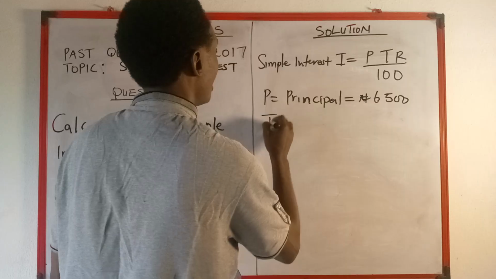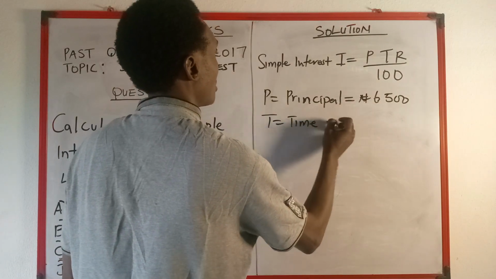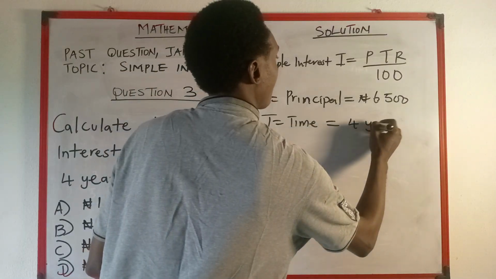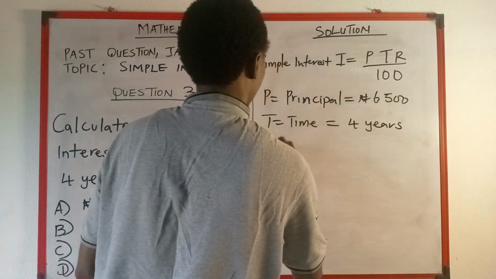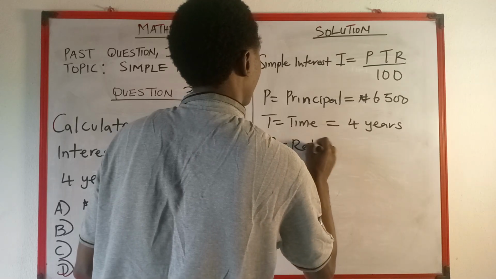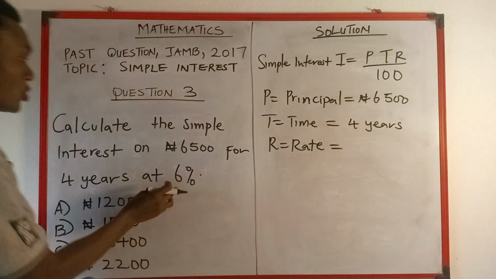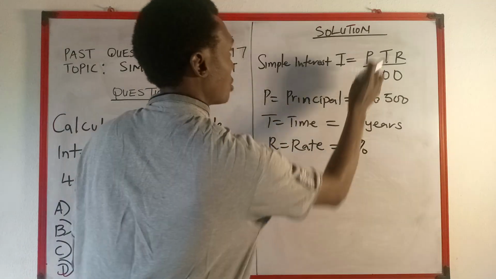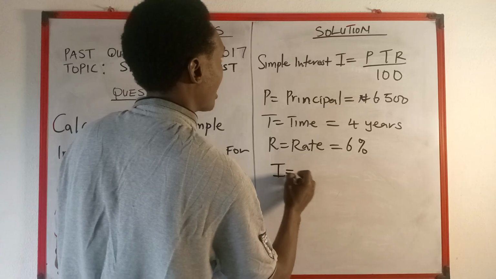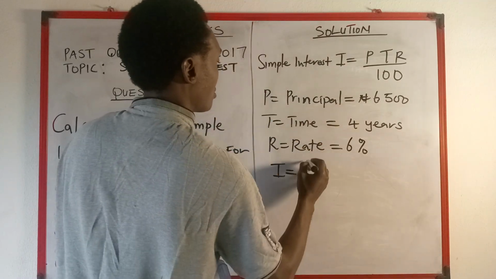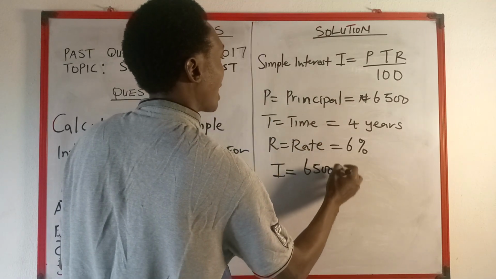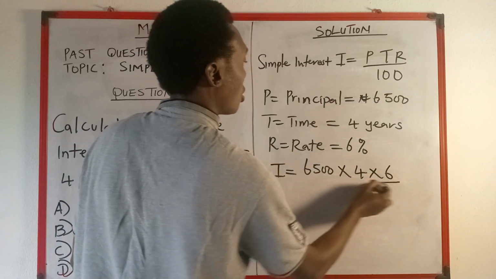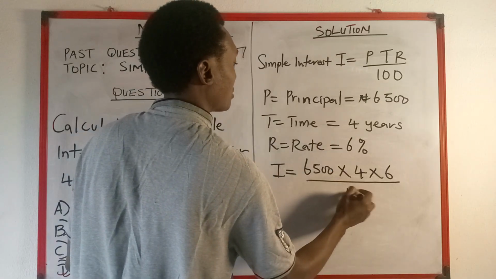6,500. T is our time. This is always given as years, 4 years, okay? R, which is our rate, is always given in percentage, which is what? 6%. Okay, so I'll put inside the formula, I, which is our simple interest, 6,500 times our time, 4 years, times our 6% over 100.